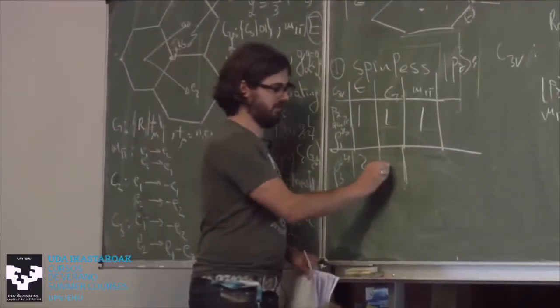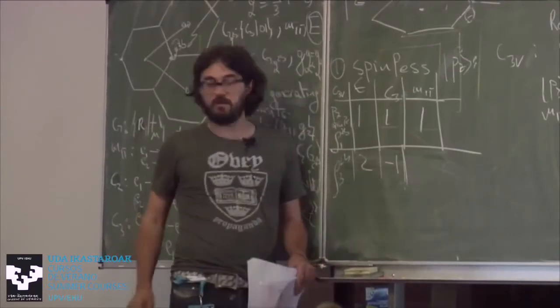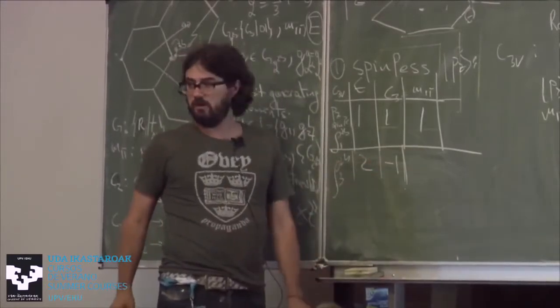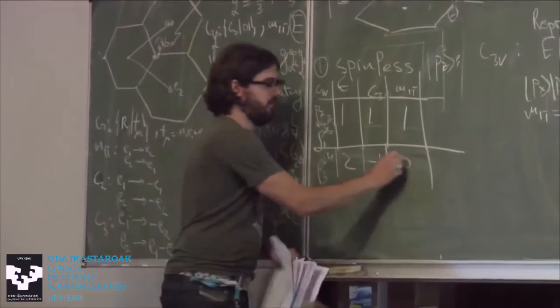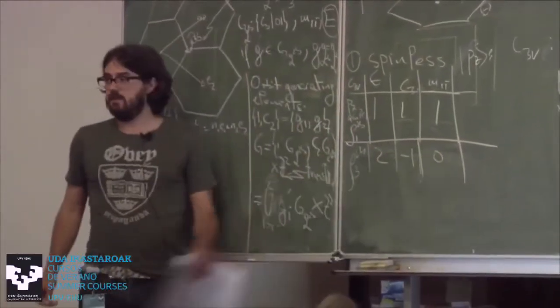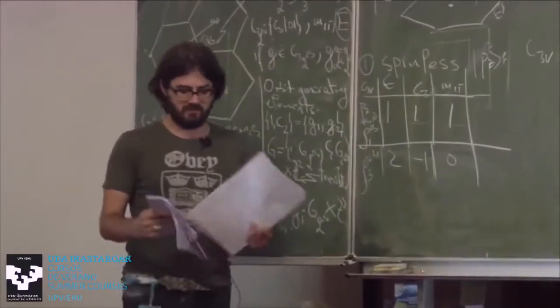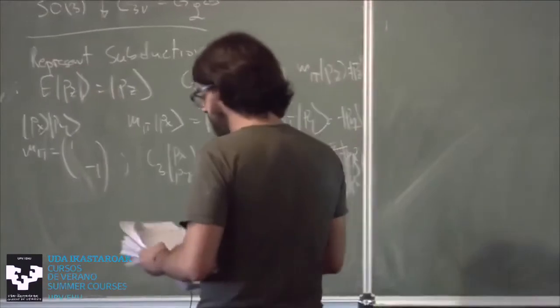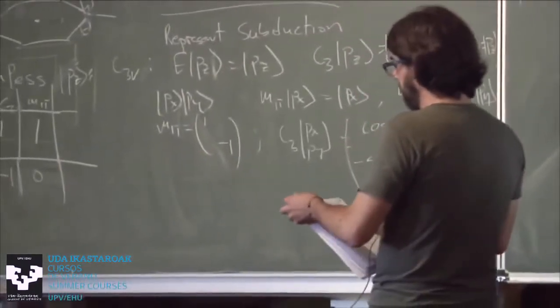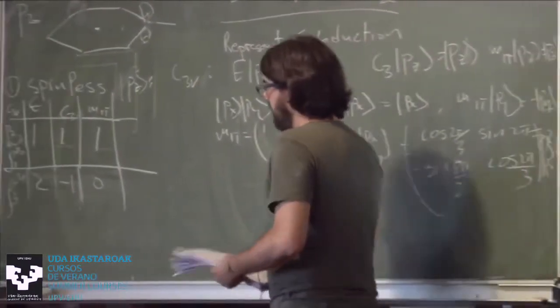Which is what? Minus 1, 2 cosine of 2 pi over 3. And M11, 0. So these are two spinless representations of C3Z. Now what we're going to do is go to spinful, which is really what we're interested in.